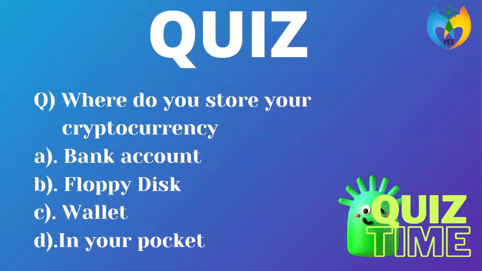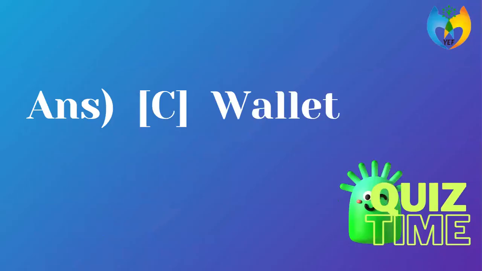So where do you store your cryptocurrency? Is it in a bank account, a floppy disk, a wallet, or in your pocket? Okay, so I'm getting answers like C, wallet, A, bank account, C, wallet. So either it's A or C. So it's time to look at the answer. So it's wallet. So most of you got it right.